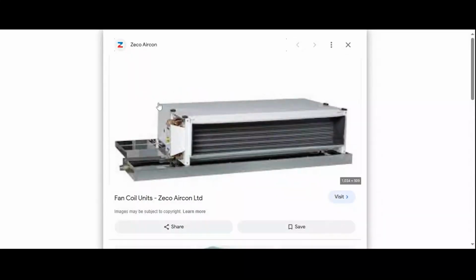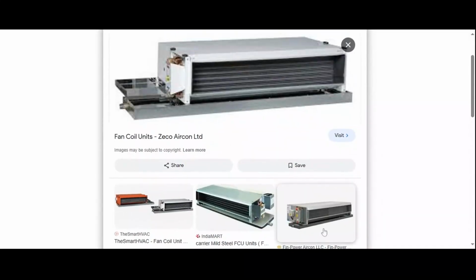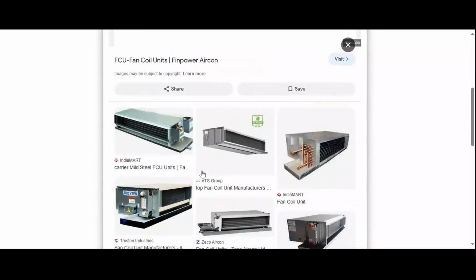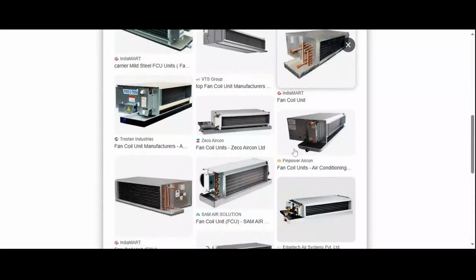So this is how the FCU looks. So we have a coil. This is the coil. Here you have a filter. You have a blower in between. And this is a drain pan. When there is a dehumidification process, the water will come, right? The dehumidified water has to be drained. So this is how an FCU looks.